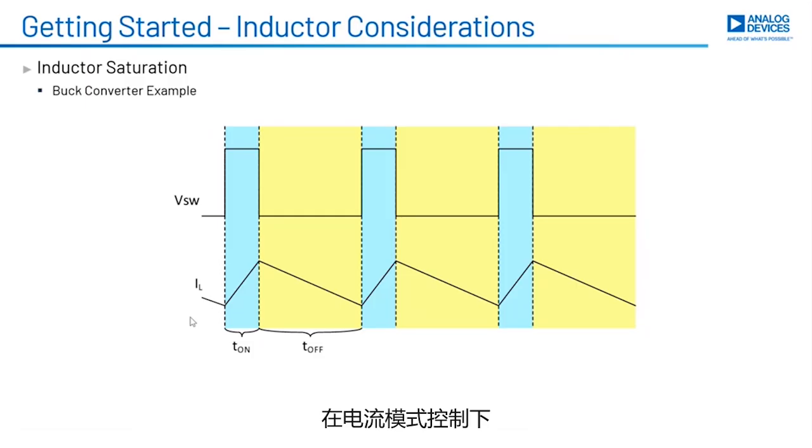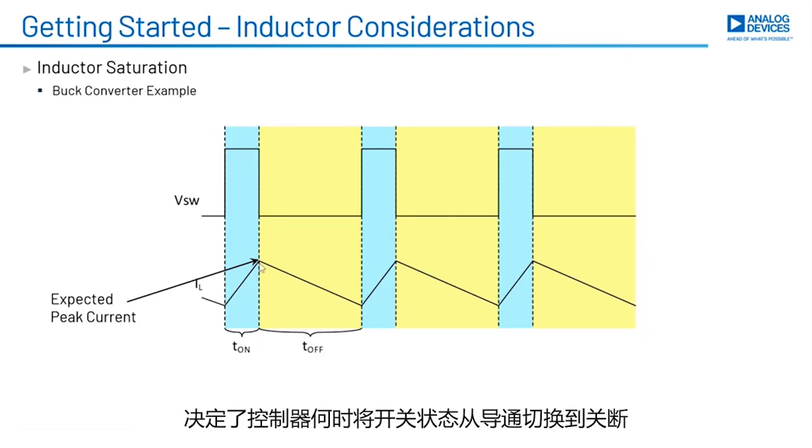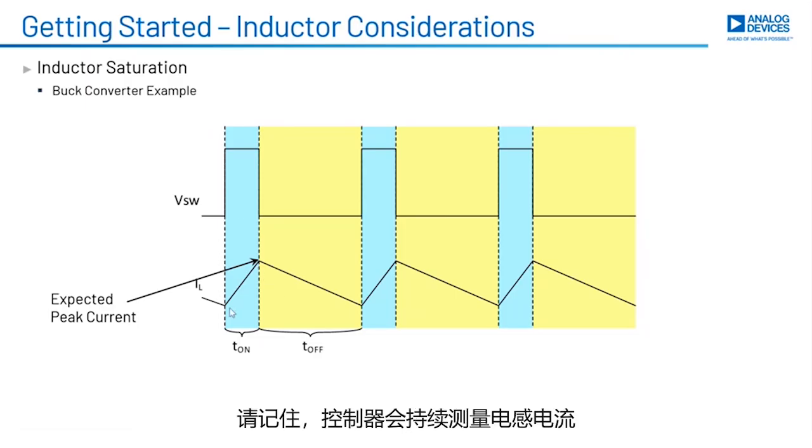And in current mode control, the peak current is a critical value. That's how the controller knows it's time to switch state from the on phase to the off phase. Remember, the controller is measuring that inductor current continuously. And when we hit this point, the controller says, okay, switch the state of the FETs, and we go to the off state, and now the inductor current ramps down.